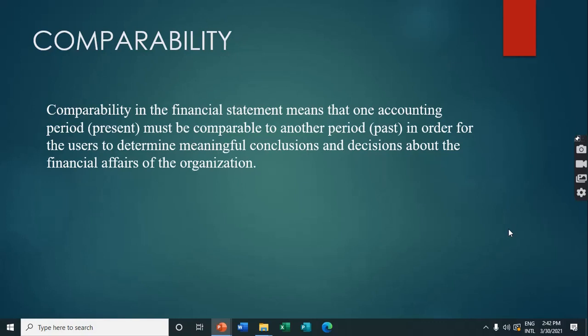intra-comparability. So, when we say inter-comparability naman, you are comparing your financial statement to other companies. Ayan. Kino-compare mo yung financial statement mo sa ibang kumpanya. Syempre, within the same industry naman.